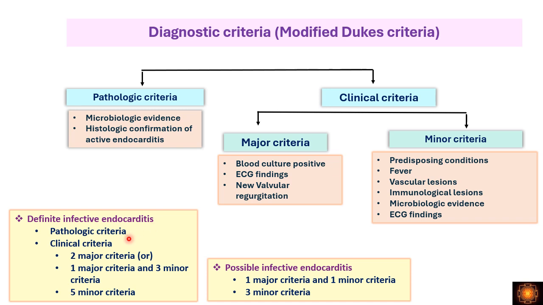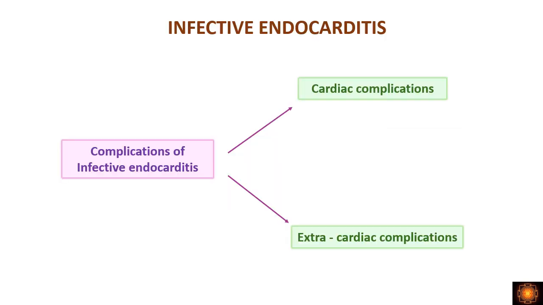In the clinical criteria, we should have two major criteria, or otherwise one major and three minor criteria, or five minor criteria. Possibility of infective endocarditis is suggested when the patient has one major and one minor criteria, or the patient has three minor criteria. So this is about the modified Duke's criteria.